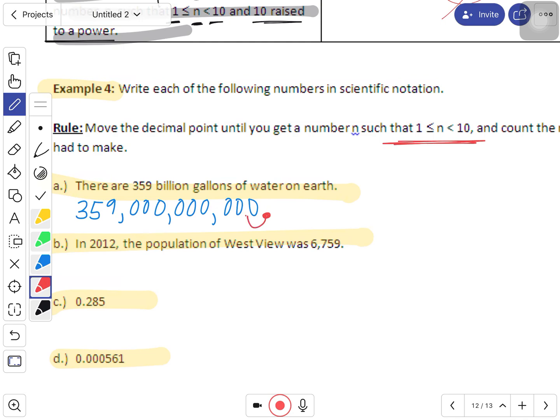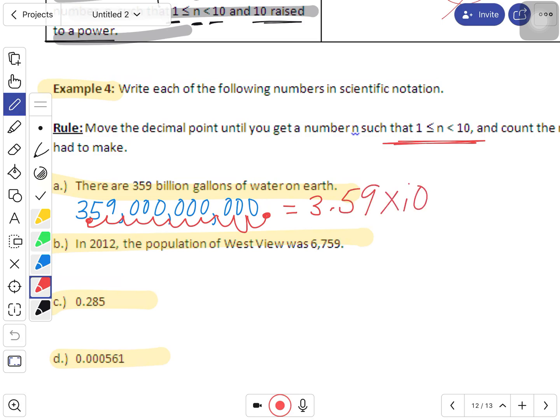So if I move it here, I'm not there yet. Here, here. Well, now I'm at 359 million. Here, here, here, here, here, here. Now I'm at 359. 35.9, still not between 1 and 10. Oh, I got to slide it right there because 3.59 is the number between 1 and 10.